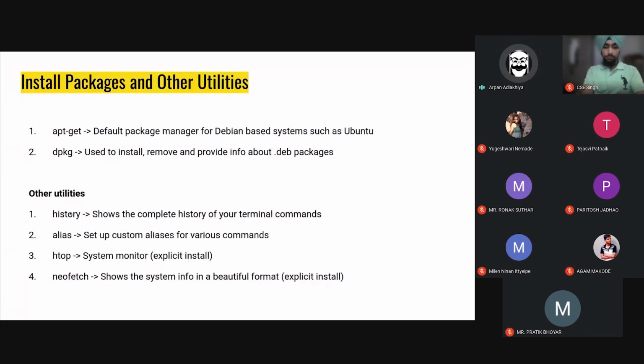Then there are some other utilities that are important. There is the history command that shows the history of commands that you have entered in your terminal. Then there is the alias command: if there is a command that is quite long to type, you can give it a short name by using alias. You just say alias, then a short name for that command, and specify what the command is. It comes in pretty handy. Then there are htop and neofetch. These are system monitors, like the Task Manager in Windows. Htop is a system monitor in Linux.